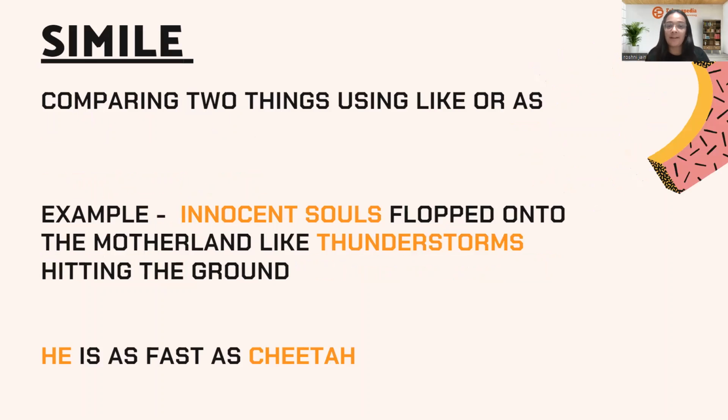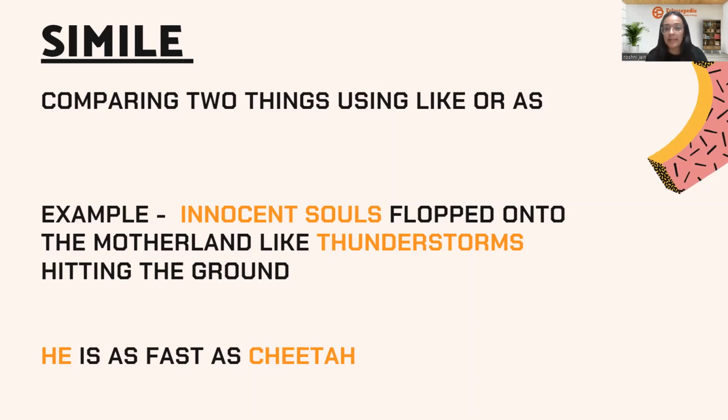The third figurative language that has been used here is simile. Now simile also means comparison of two things, but here's the catch. In similes, you use the word like or as, whereas when you are using metaphor and you are comparing two things, you never use the word like or as to compare two things. Now let's take some examples. Innocent souls flocked onto the motherland like thunderstorms hitting the ground.